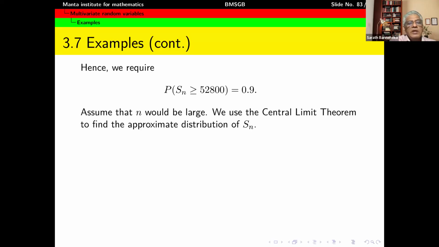So we are going to assume that n is large, and thereby we are going to use the central limit theorem to get the distribution of Sn, because without knowing the distribution of Sn, it's difficult to find n, right? Because we have to solve some expression in n. In order to get that expression, we need to at least assume some distribution. So we have to assume a reasonable distribution for Sn. So we will use the central limit theorem to find the approximate distribution of Sn, and thereby we will find out n satisfying this equation here.